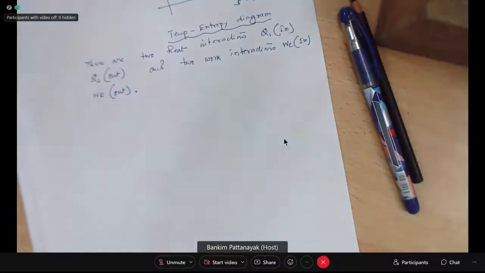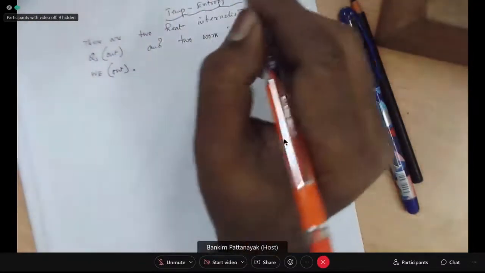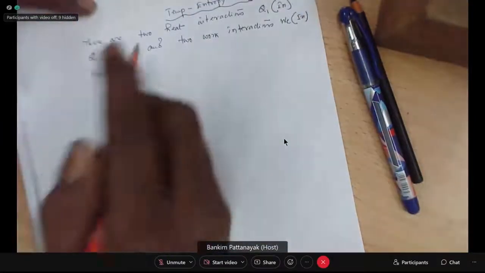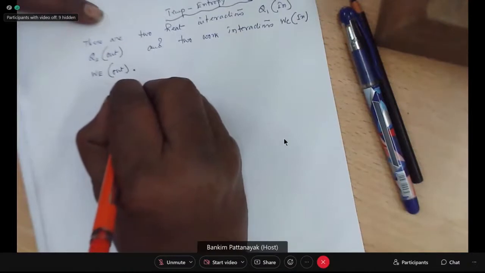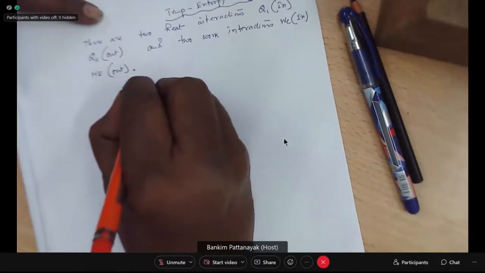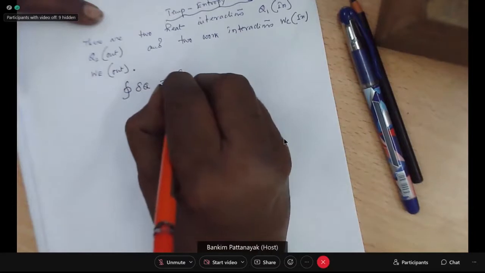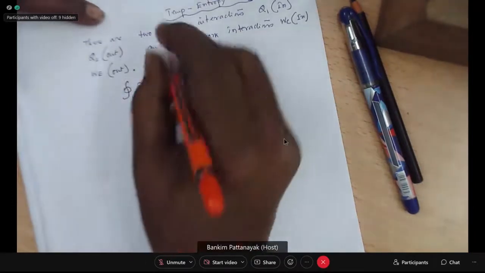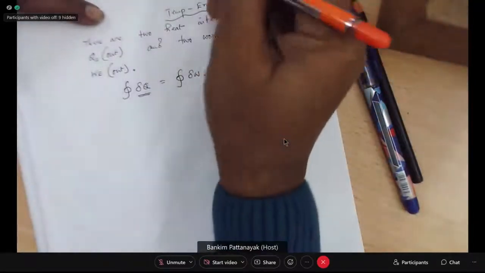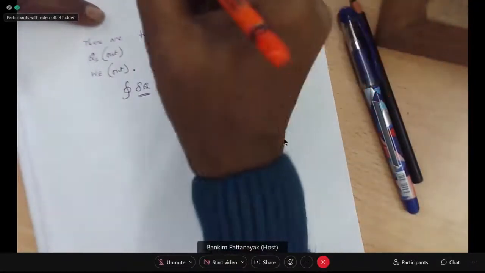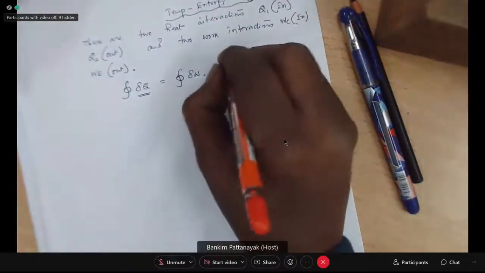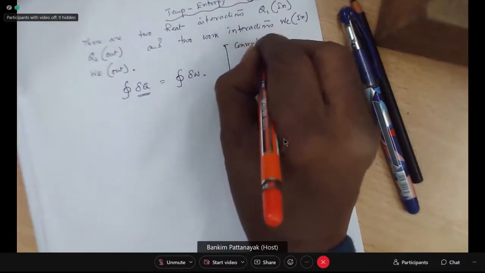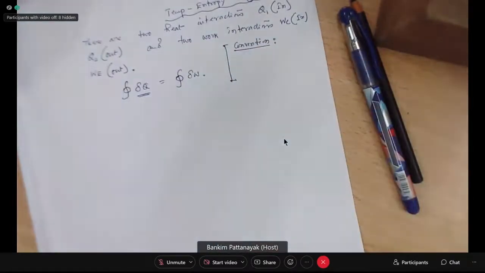So it says that the cyclic integral of del Q is equal to the cyclic integral of del W. That means del Q cyclic integral is how many heat interactions have happened in the cycle. Now the convention we use is, because why we have to use certain conventions?